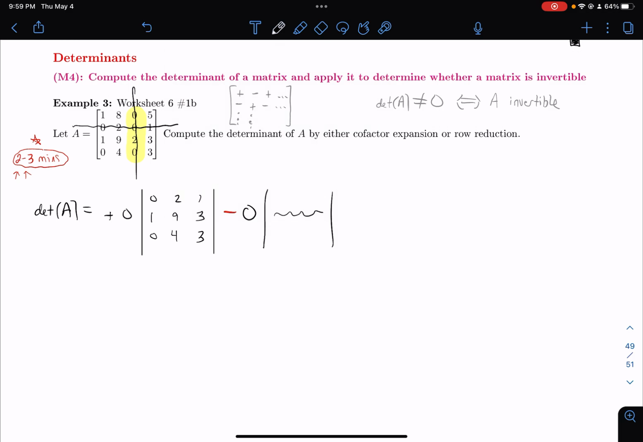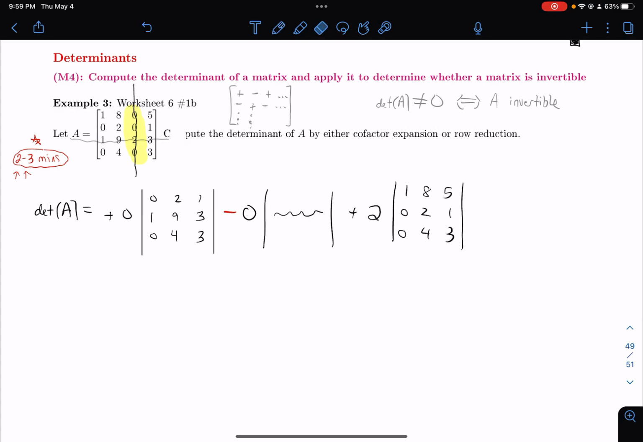Let me keep going. All right, so next entry. The next entry in that column is the 2. So I'll put the 2. Keep on alternating the signs. So that next sign should be a plus. This time I do actually need to put the entries in there because I'm multiplying by 2. So I cross out the column the 2 is in. I cross out the row it's in. And what I'm left with is 1, 8, 5, 0, 2, 1, 0, 4, 3.